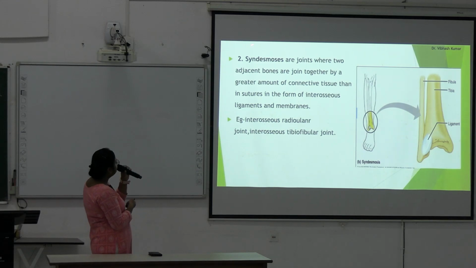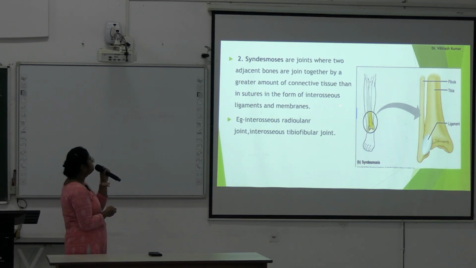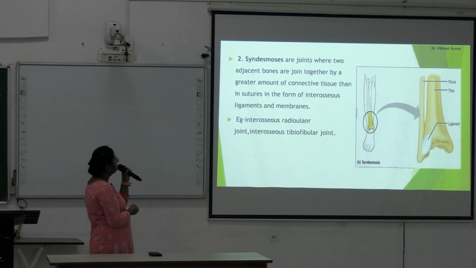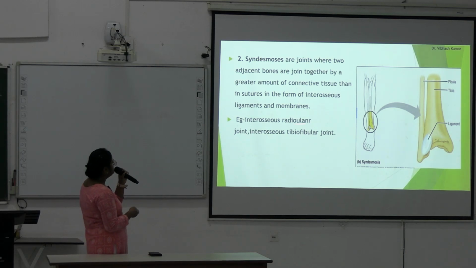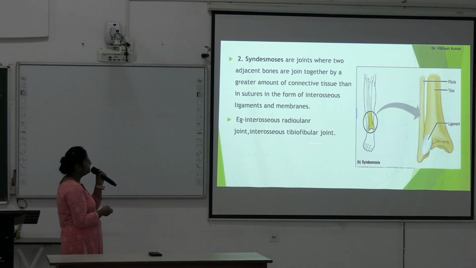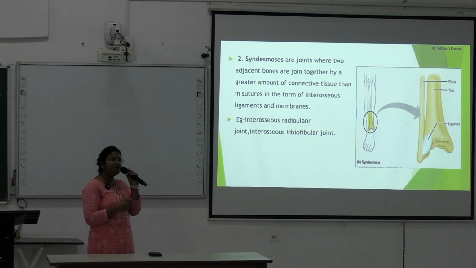Synovial are joints where the two adjacent bones are joined together by a greater amount of connective tissue than in sutures, in the form of interosseous ligaments and membranes. So we have discussed the inferior tibiofibular joint and the middle tibiofibular joint connected by the interosseous membrane. Both are examples of the synovial. The interosseous radioulnar joint and interosseous tibiofibular joint are examples of synovial.